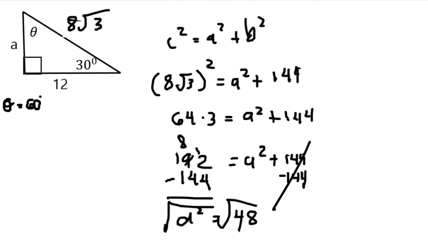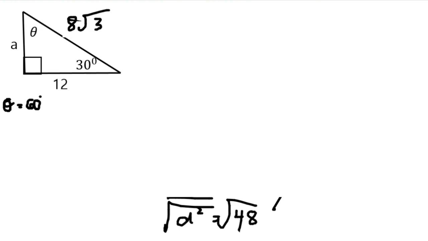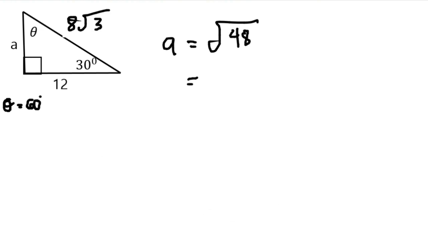We can cancel the invisible 2 here on the left side of the equation. So a is going to be root of 48. So square root of 48. This is divisible by 4. So let's divide it by 4. So 4 divided by 4 is 1. We got this and this and this.